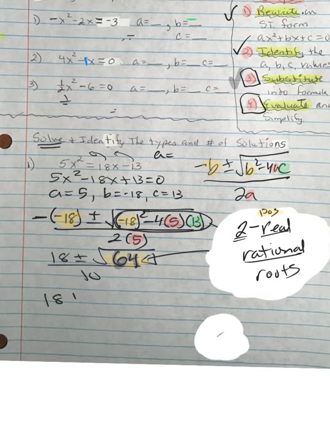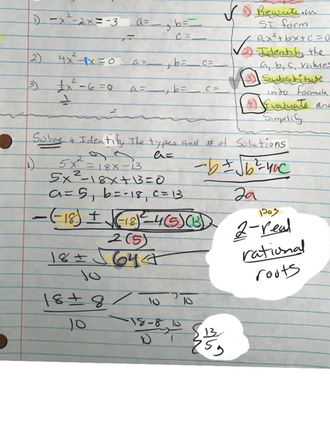So we've got 18 plus or minus the square root of 64, which is 8, divided by 10. And remember, this means 18 plus 8 divided by 10 and 18 minus 8 divided by 10. So my 2 answers are going to be 26 tenths. So reduce that. 2 goes into 26 13 times and 2 goes into 10 5 times. So always reduce. And the other is 10 over 10, which is going to be 1. So those are my 2 answers. If you can do this part in your head, good for you. If not, sometimes I can. It depends on if the numbers are too big or not.